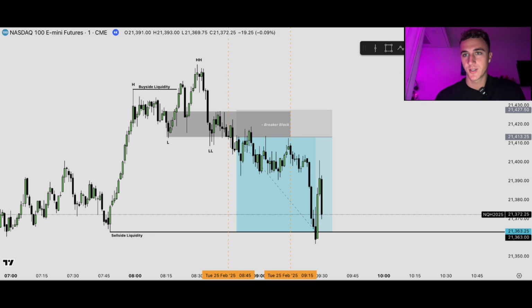If you decided to take a short entry off of this fair value gap here, which you can, of course, your stop placement will be going above that swing high, and then you'll be targeting the opposing liquidity. So it's very similar. However, you're risking a lot more handles if you take that fair value gap entry model.